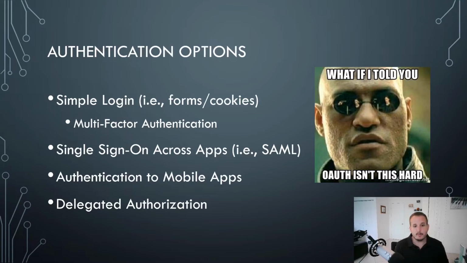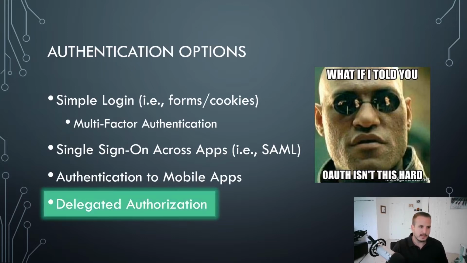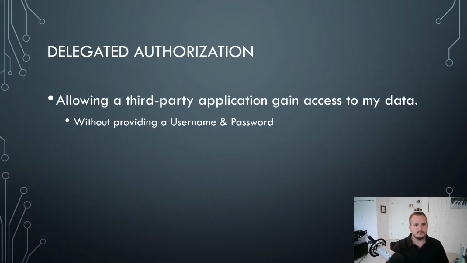And honestly, I was a consumer of this myself. It worked really great from an end user perspective, but it was a bit of a challenge to implement. It's very XML heavy. Also, as mobile apps continue to become more and more pertinent in the market, we needed to enable authentication to these different mobile applications. And lastly, what we're going to spend most of our time talking about is something called Delegated Authorization, which is what OAuth is trying to solve for.